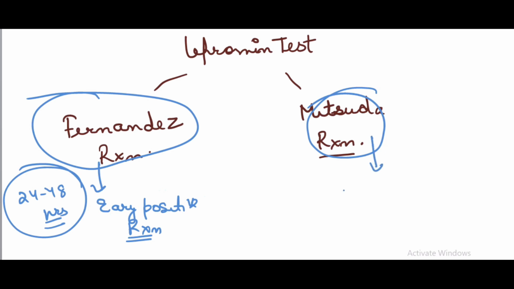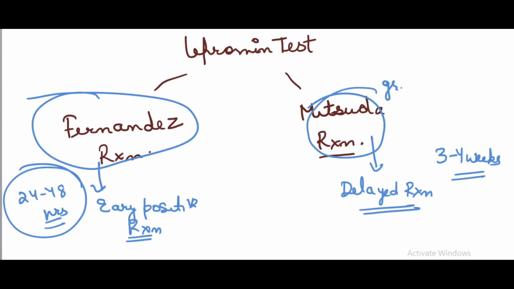And the Mitsuda reaction is a delayed reaction that occurs after 3 to 4 weeks. So the Mitsuda reaction is a delayed reaction that appears as a granulomatous lesion after 3 to 4 weeks.